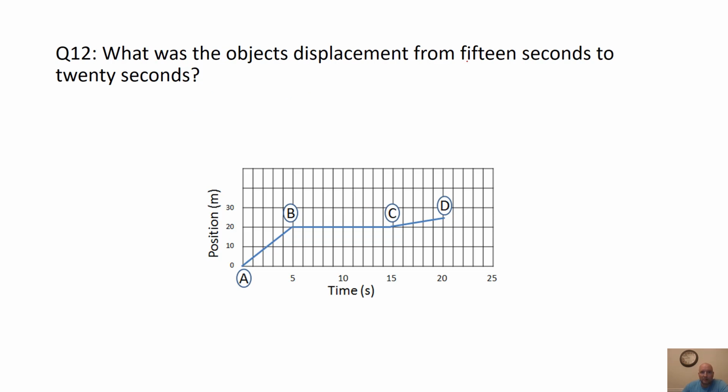What was the object's displacement from 15 seconds to 20 seconds? So I'm just looking at this point to this point. So where did they go from this point to that point? And that was about maybe 5 meters forward.